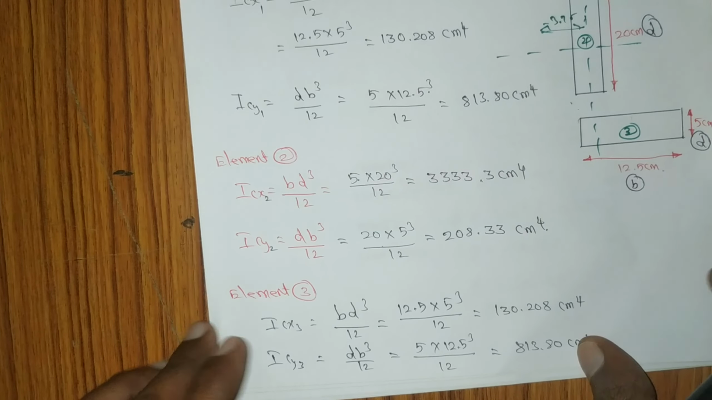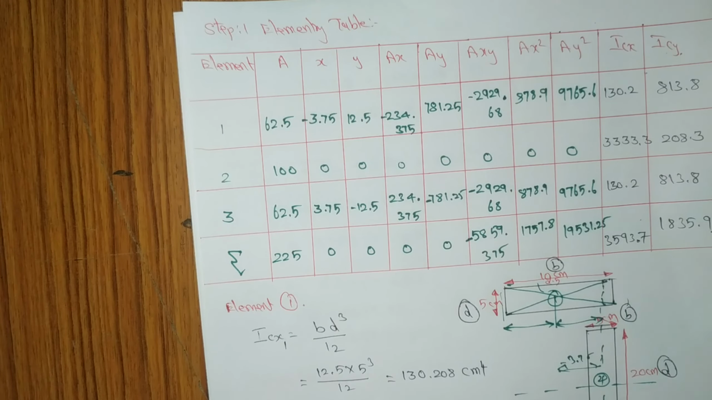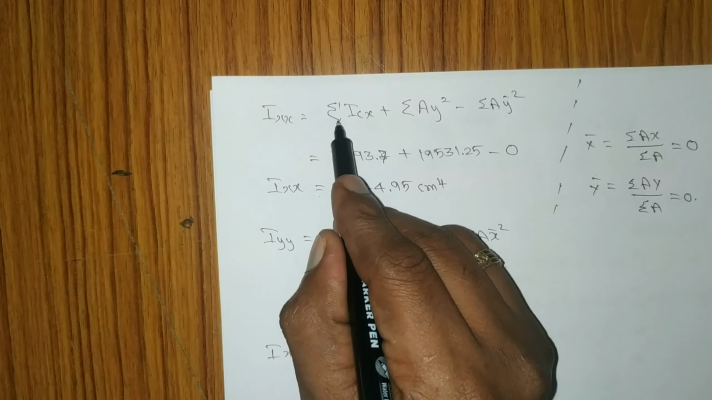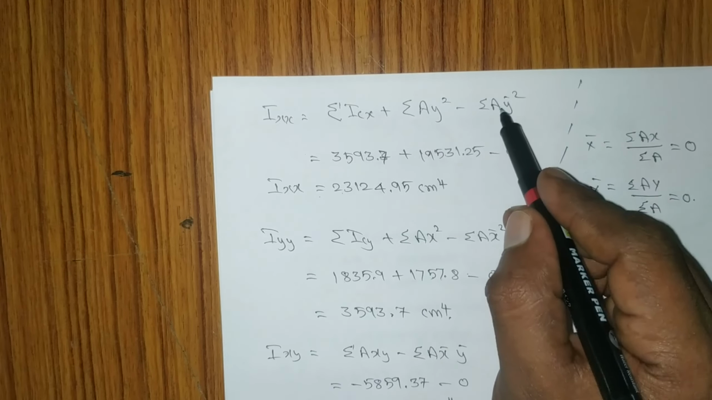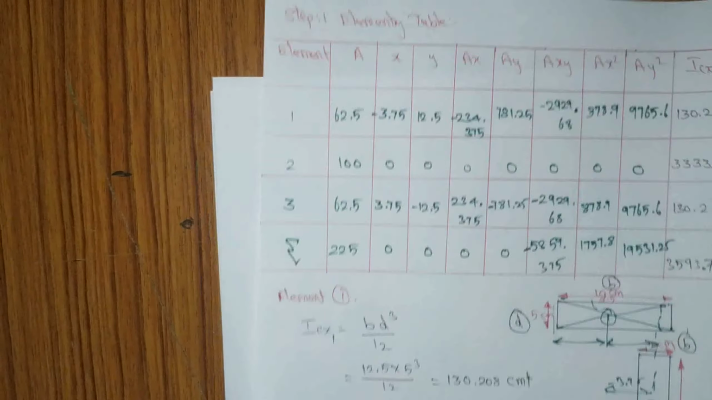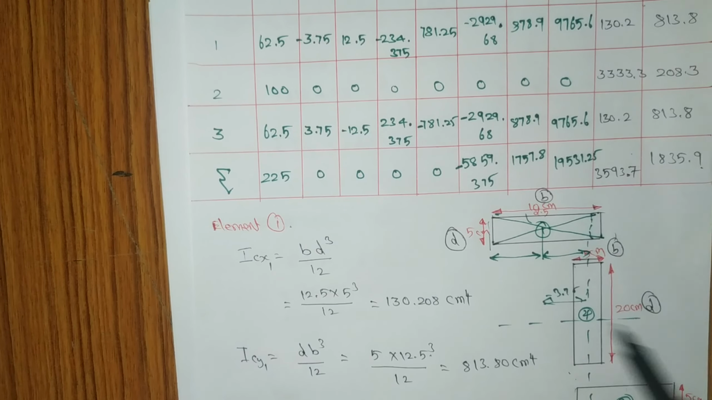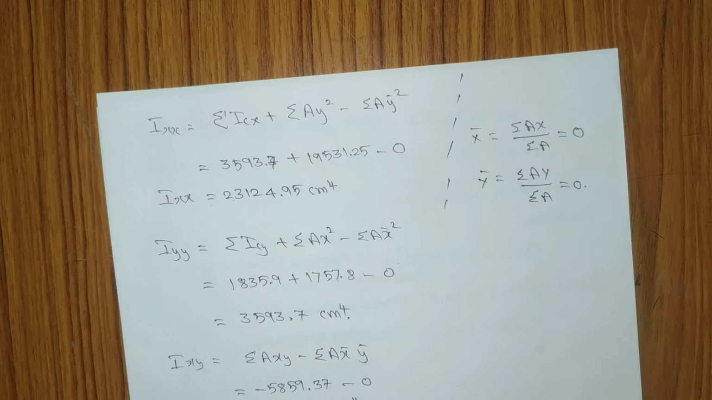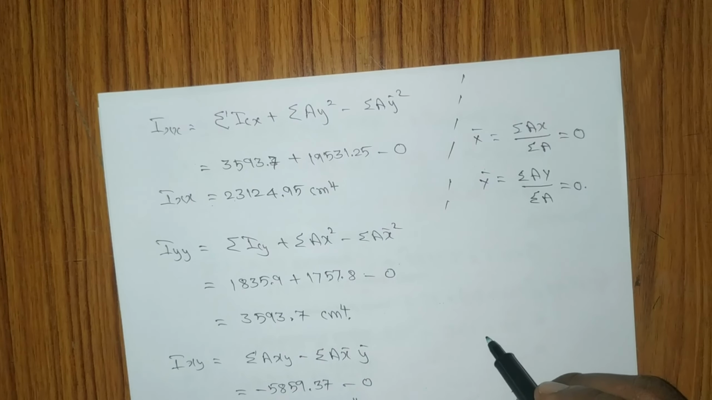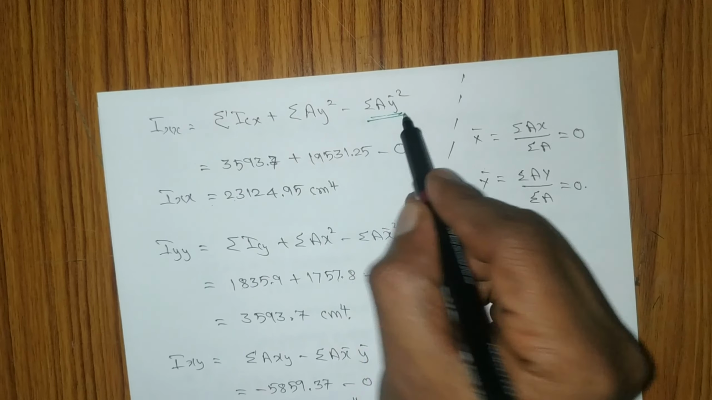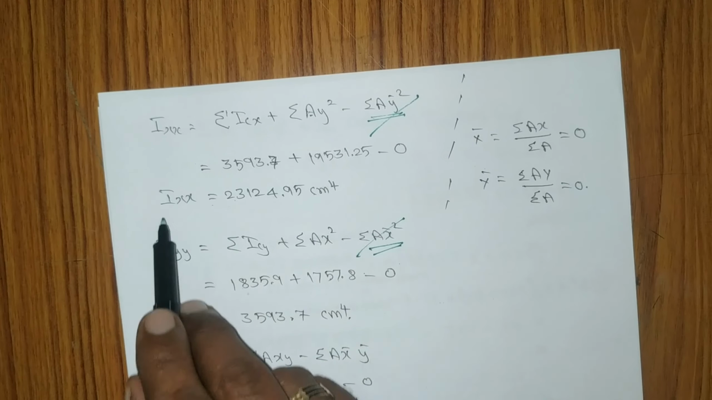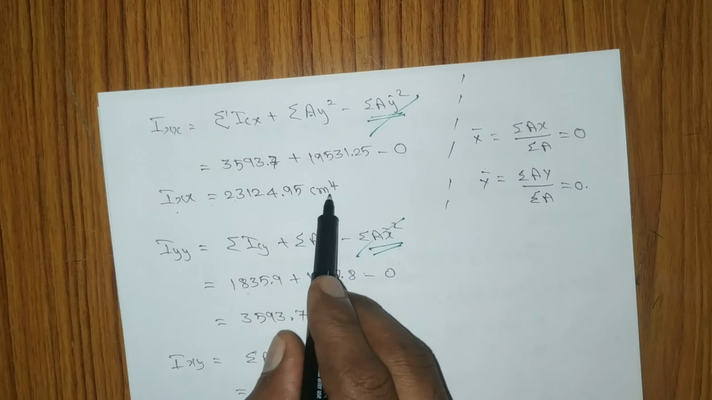This is as usual what we are doing to fill this elementary table. If you fill out this elementary table, then we will go for the IXX, IYY, IXY formula. Generally we know summation of ICX plus summation of A y square minus summation of A y bar square. Here this is unsymmetric, but the axis passes through the center of the axis. So absolutely if you go for x bar and y bar, summation of Ax equal to 0, summation of Ay equal to 0, then we will get 0 value. So already it is at the centroid x bar comma y bar axis. So these x bar terms, y bar terms will be 0. This entire term will be 0. For the remaining terms, we find the summation of ICX and summation of A y square. IXX we are getting 23124.95 centimeter to the 4.